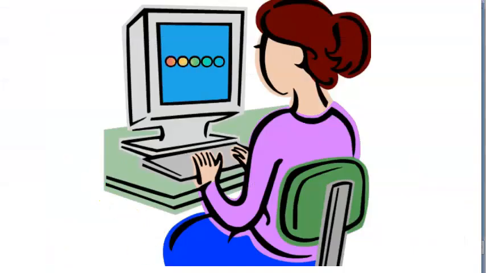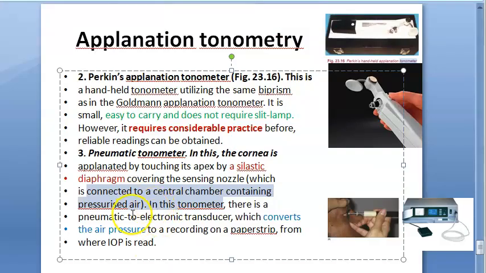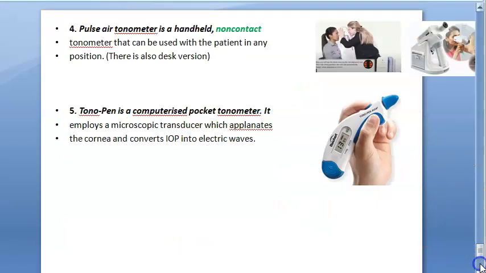Did it make any sense, guys? So there is a sensing nozzle on which there's some diaphragm that is touching your cornea. And then this air pressure is converted to electrical signal and this machine prints the IOP. So we will have some documentation.